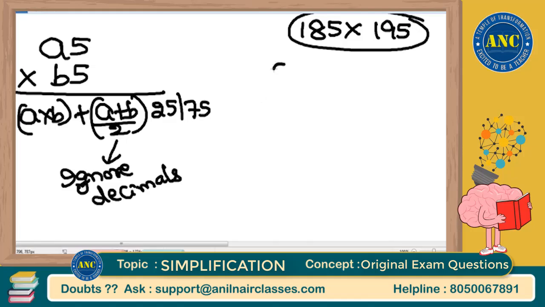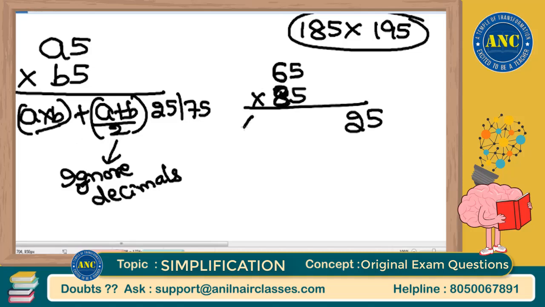Suppose, for example, 65 into 85. This is even 5 into even 5. The last two digits are 25. A is 6, B is 8. A into B is 6 into 8, 48. A plus B by 2: 6 plus 8 by 2, 14 by 2 is 7. The answer is 5525, right? 5525.